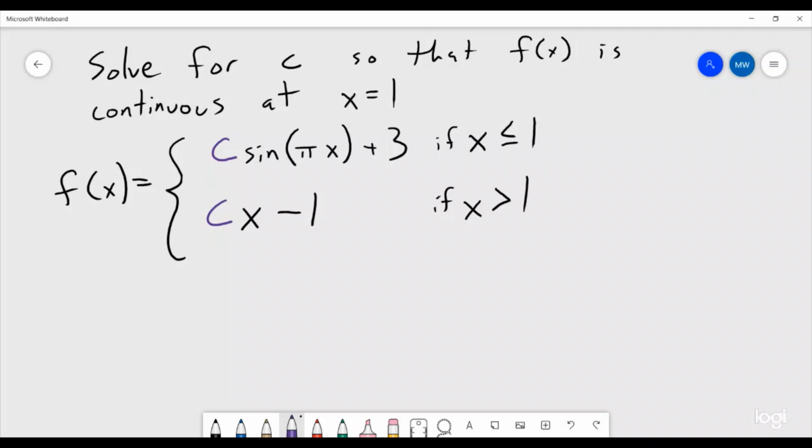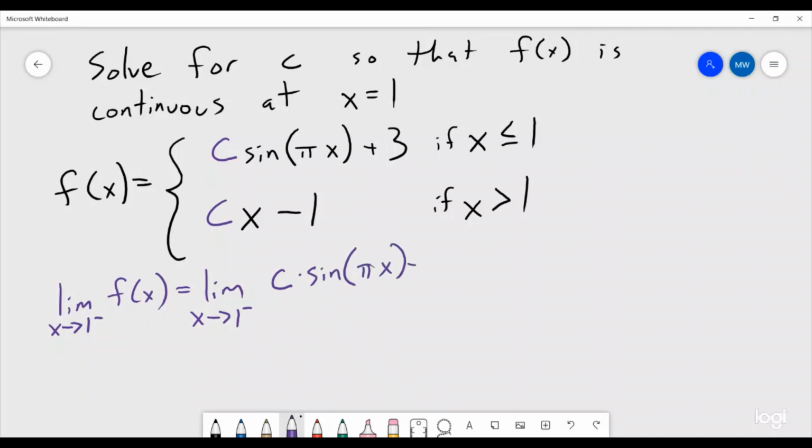Okay, so let's go through the different things that we need. First, we need the limit to exist, which means we need both of these to go to the same thing. So if we look at the limit as x approaches 1 from the left of f of x, this is going to be the limit as x approaches 1 from the left of c times sine of pi x plus 3.